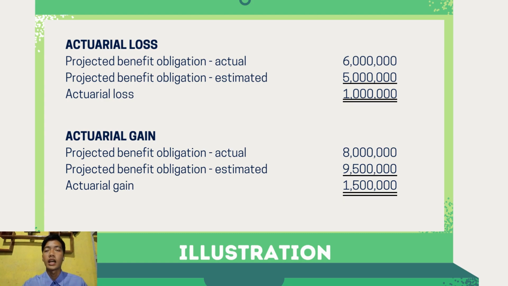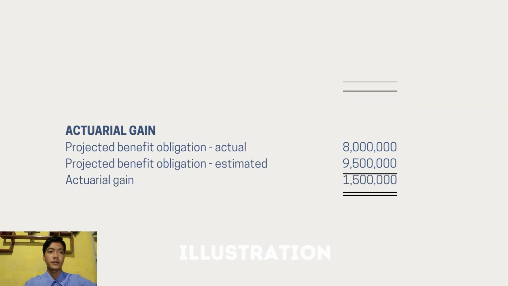Next naman, actuarial gain. Yung PBO actual dito is 8 million while yung PBO estimated is 9.5 million. Kapag yung actual obligation ay lower than the estimated amount, the difference is an actuarial gain because merong decrease sa projected benefit obligation. The actuarial gain and loss arising from a measurement of projected benefit obligation are recognized in other comprehensive income. The actuarial gain and loss are not subsequently reclassified to profit or loss but transferred to retained earnings.